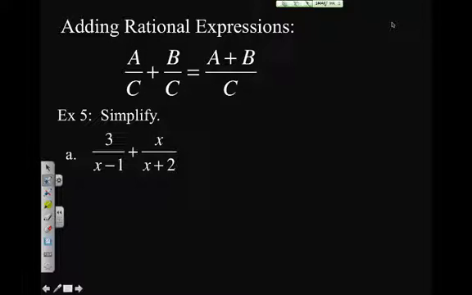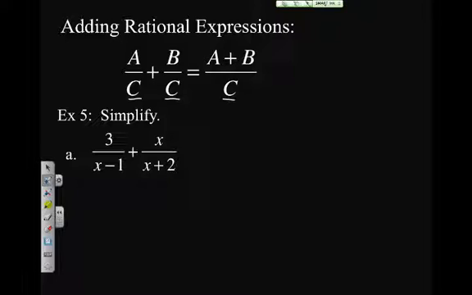Now multiplying and dividing are actually relatively easy. When we get to adding, as long as they have a common denominator, it's easy to add them. But sometimes we have to find a common denominator. So when you have adding fractions, remember, you need a common denominator in order to add them, and then that denominator just stays there. You don't add the denominators together.